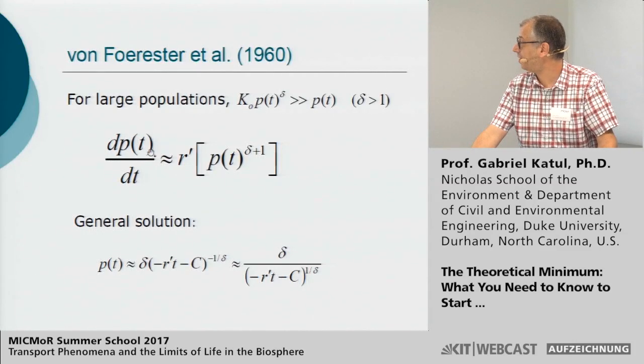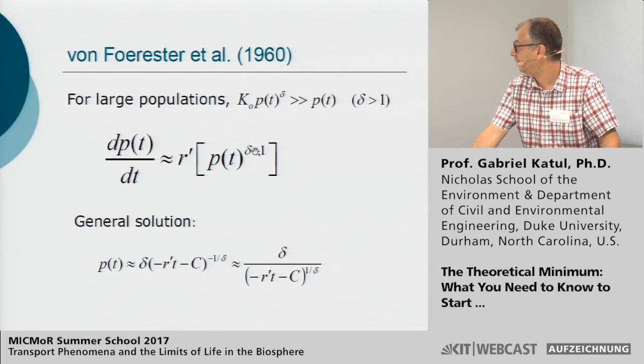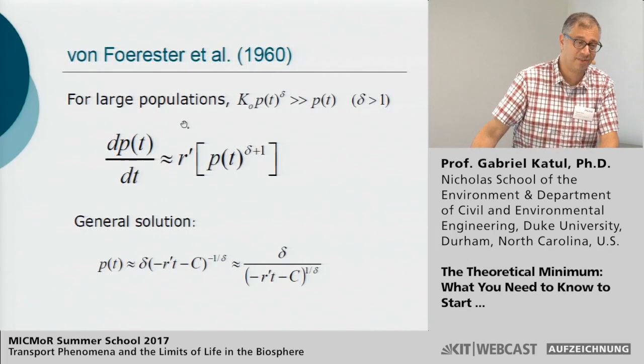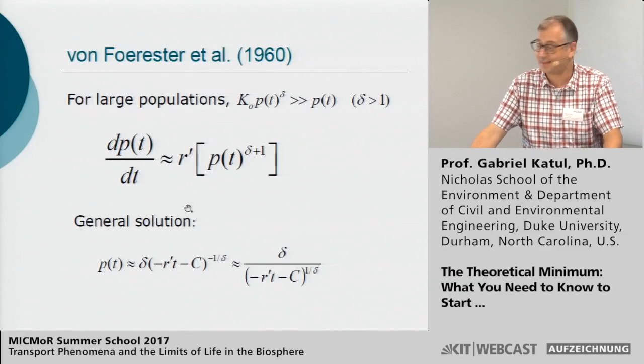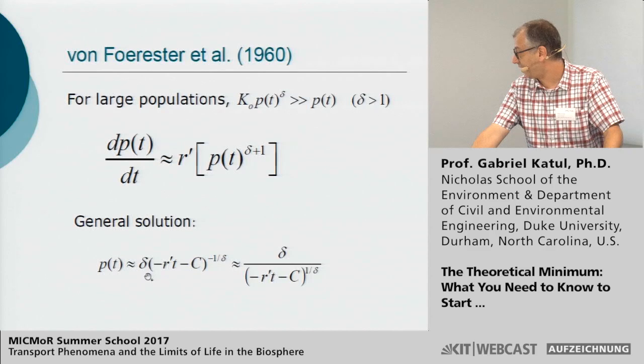The logistic equation now looks more like that. dp dt, the rate of change of the population with respect to time, scales with the population raised to some delta plus 1. And even I can solve this differential equation. So if you do that, you find that the solution turns out to be the exponent itself, delta, multiplied by this proportionality constant r prime times t minus some integration constant raised to the minus 1 over delta, which we can write a little bit this way. Okay, so now we have something here that looks like time in the denominator.